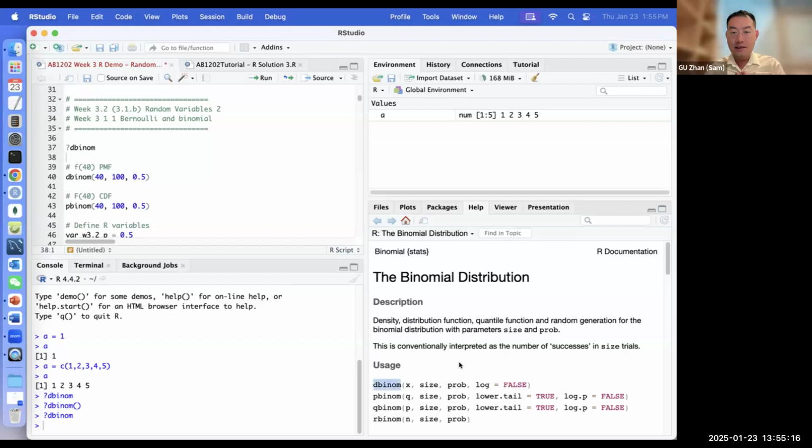So the first one is the density, or for a discrete random variable, it is the probability mass function. Then the second one, pbinom, we call it the distribution function. It is the cumulative distribution function, which is the CDF. Then the quantile function, we'll look at that later. And the random generator. So r means random. So we generate a random variable which follows a binomial distribution of n size and probability. n is how many numbers you want.